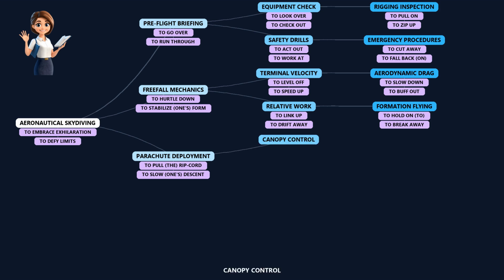Canopy Control. Canopy Control is a strategy within parachute deployment used to glide through the air and steer clear of trees or power lines. This involves driving the parachute like a slow airplane to find the landing spot.